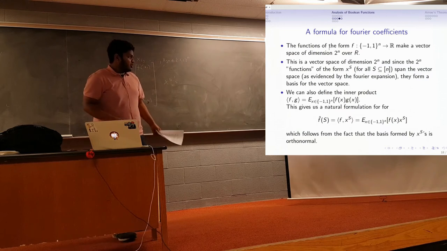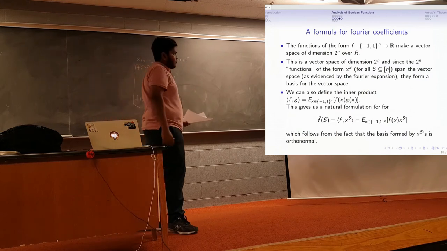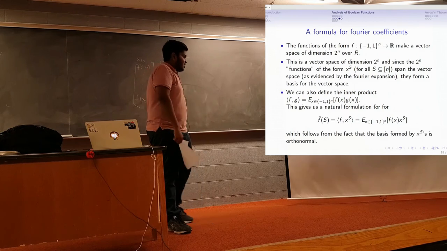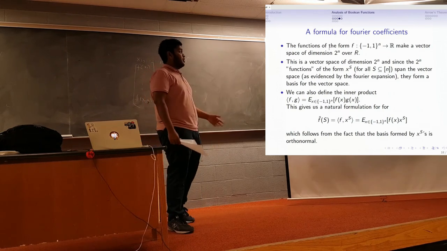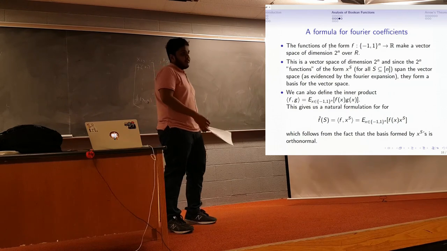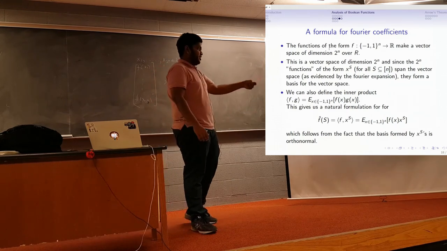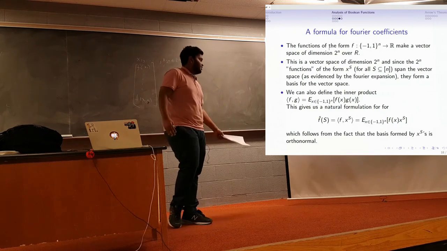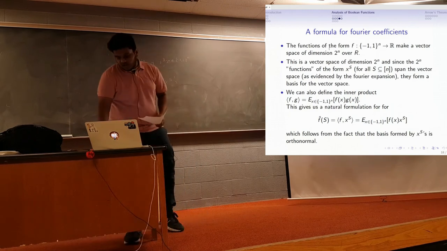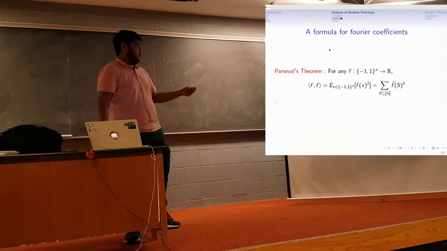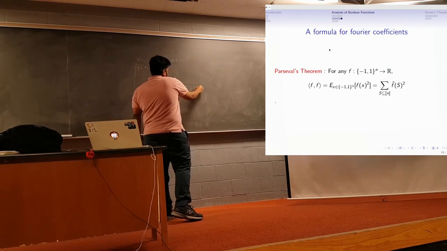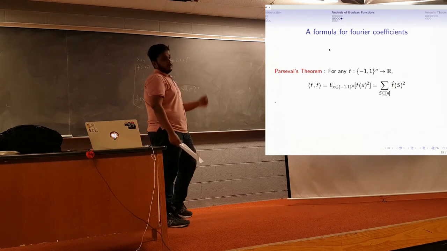Now we can define an inner product on this vector space, which takes any two functions, and the inner product is defined as the expectation over x of f(x) g(x). And we can prove that this gives a very natural formula for the Fourier coefficient corresponding to s, which is f hat s is the inner product of f comma x raised to s, and that is the expectation of f(x) x raised to s over all x. And this follows from the fact that the x to the s form an orthonormal basis. And we'll just note this theorem called Parseval's theorem, which basically says that the inner product of f with itself is just the sum of the squares of the Fourier coefficients of f.